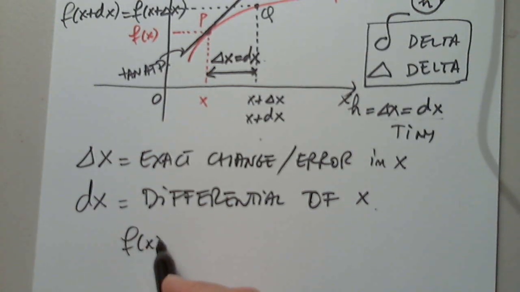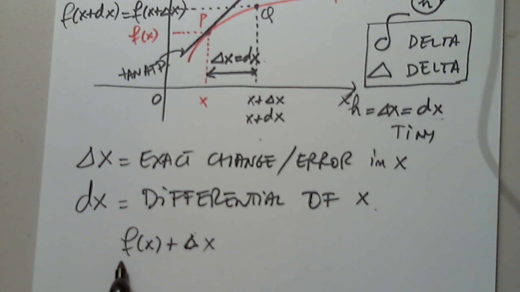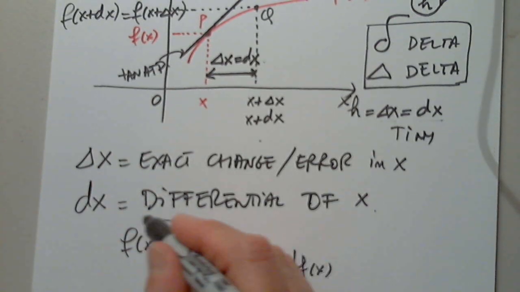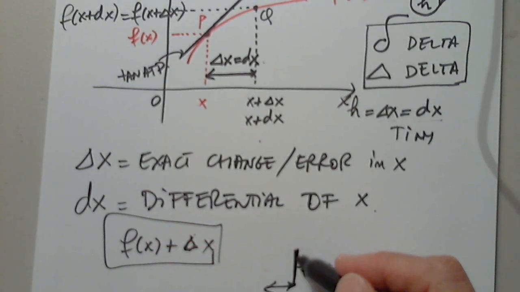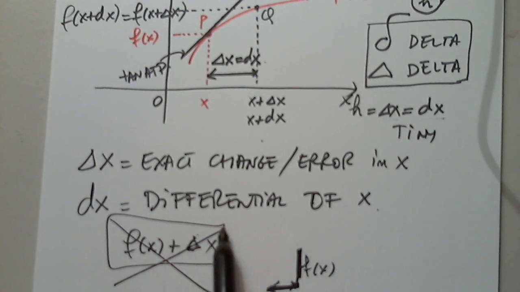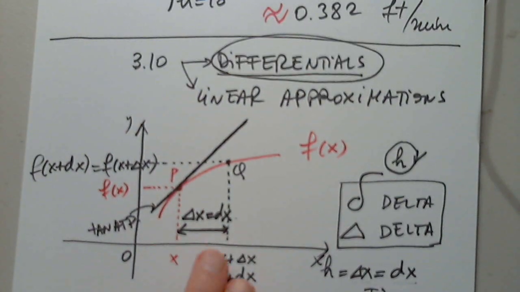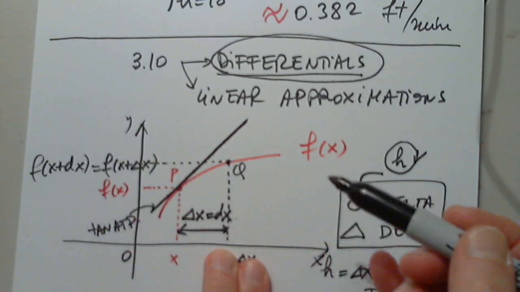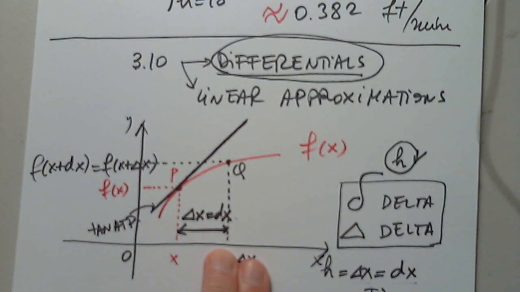So f of x plus delta x is a height, which is f of x, adding a distance, which is delta x. So here, if I write something like this, I'm adding a y value to an x value. So it's f of x plus delta x. Because imagine this is 5. Do I plug in f of 2 and then I add 3, or do I plug in 5?